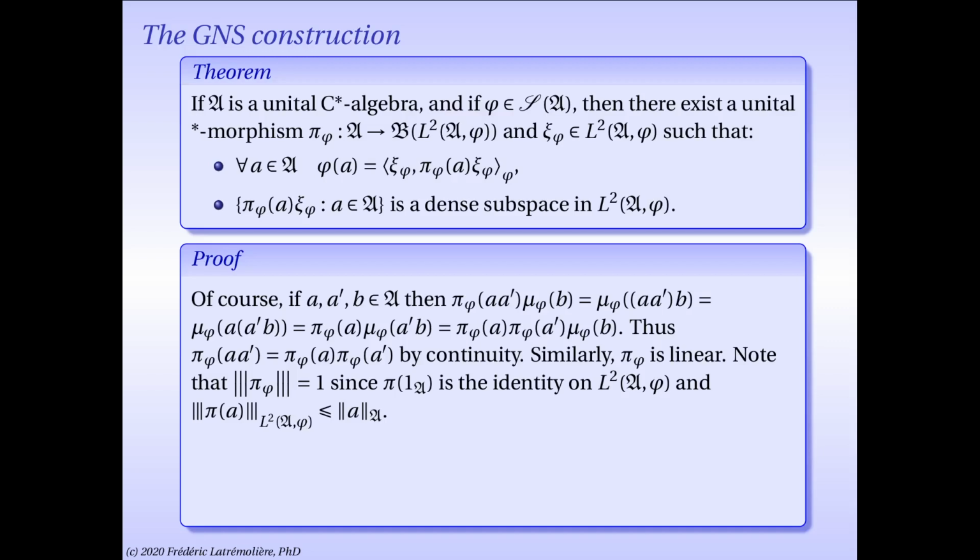Similarly, you could check pi sub phi is linear, and that will follow from the fact that mu sub phi again is itself linear.